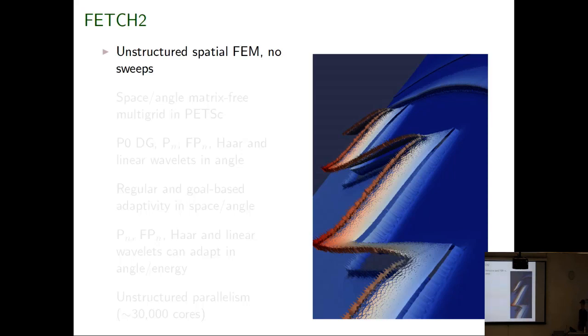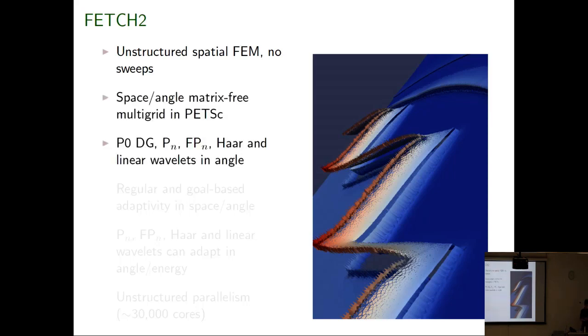So that's some of the things we've been working on the last kind of 10 years here in a code we call Fetch2. So we do unstructured spatial finite element for these problems, and one of our things is we want to try and avoid sweeps as much as we can. So we built space angle matrix-free multigrids in PETSc for these problems. So there's a lot of mat shells involved, which means, of course, writing essentially all of our own kernels.